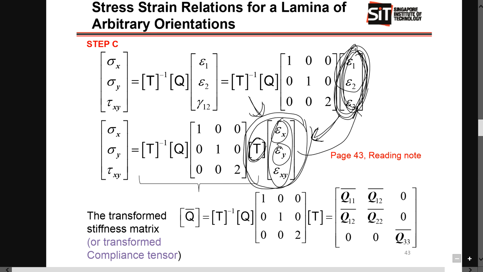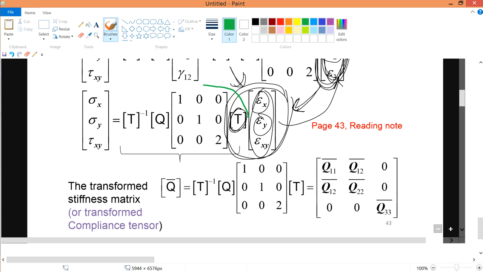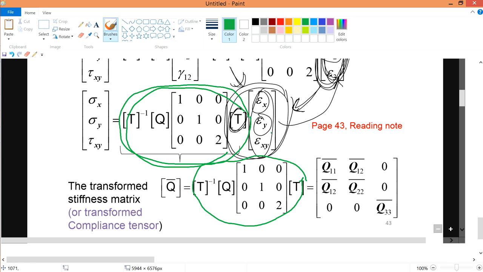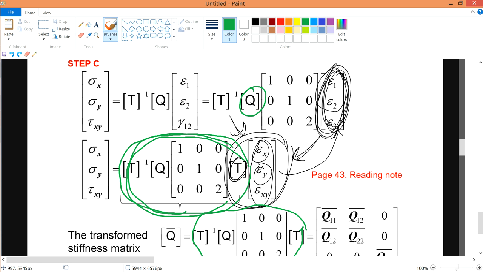And therefore this big chunk is here. If you think about it, take a little time to compare, and you'll see they are the same. And this thing over here, they call this the Q bar, the transformed compliance tensor. Previously it was just a compliance tensor, which is just a Q, that's all. A transformed one requires a bar.